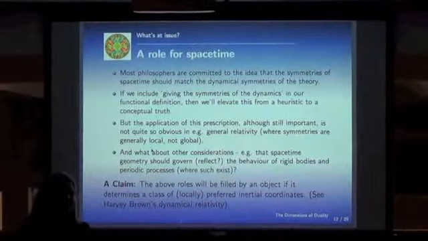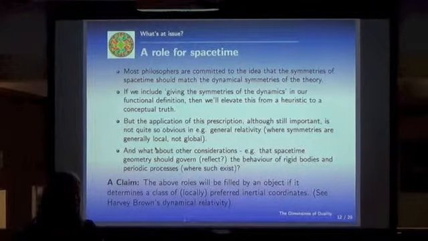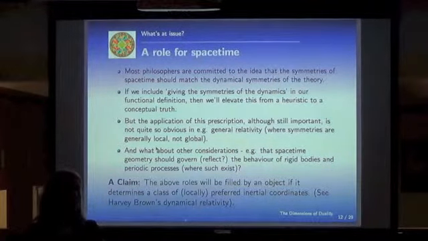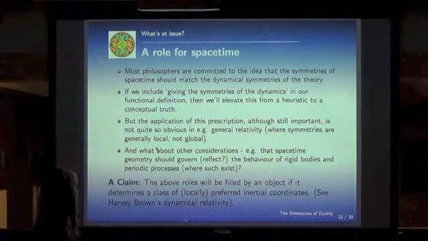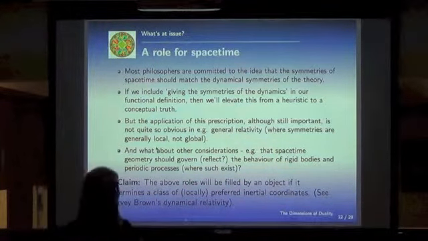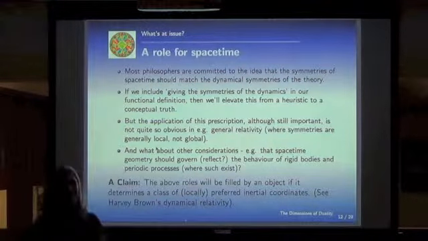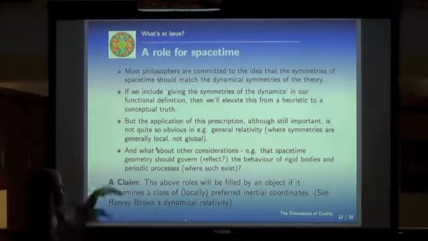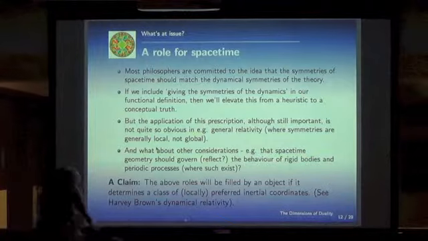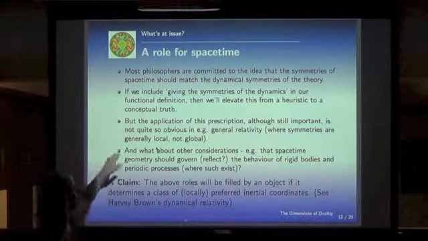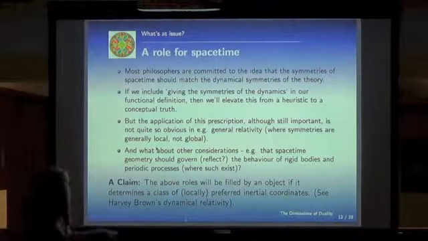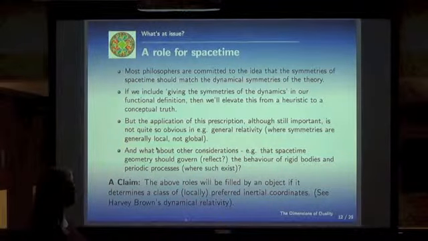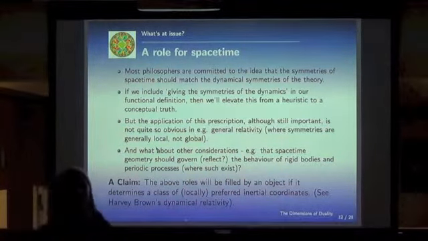So here's my claim, and I'm not going to argue for it here, but I actually read someone like Harvey Brown's work, his book on dynamical relativity. I read his extended argument for this. I don't know, I mean, he doesn't put things in these terms, but I take it to be an extended argument effectively that all of these roles that we care about in space-time will be filled by an object just if it determines a class of possibly locally preferred inertial coordinates.